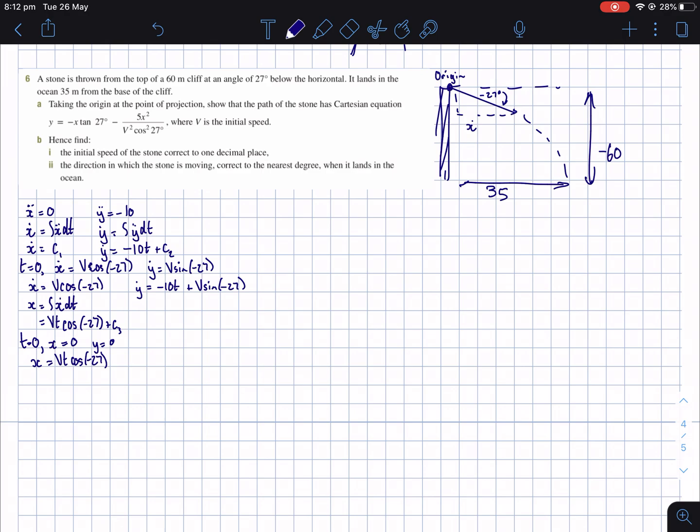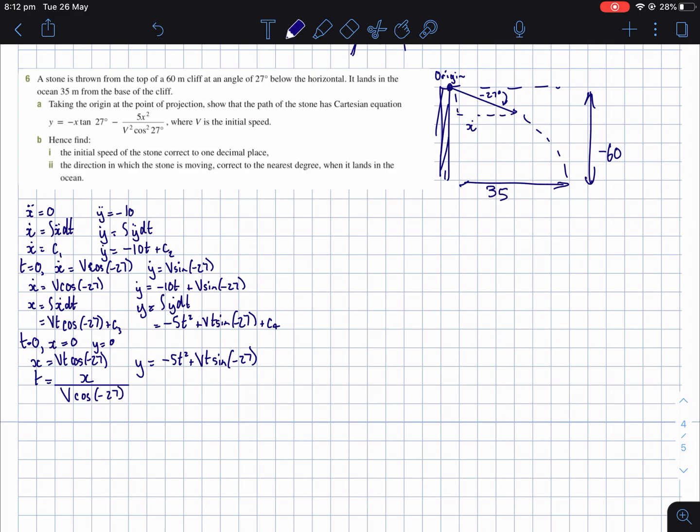So up here I'm going to do the same for y. Obviously it's not going to be negative 10, sorry, I forgot to actually integrate. Negative 5t squared plus Vt sine negative 27 plus C4. So the C4 is going to disappear. We're going to have negative 5t squared plus Vt sine negative 27. I'm going to rearrange this one. I'm going to get t equals x over v cos negative 27.